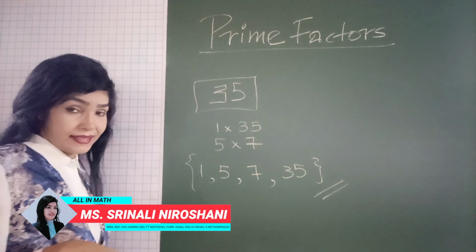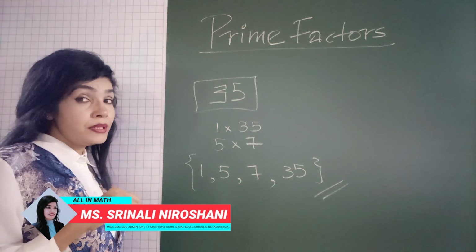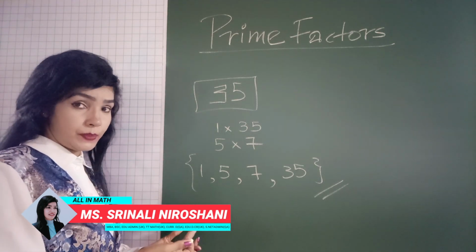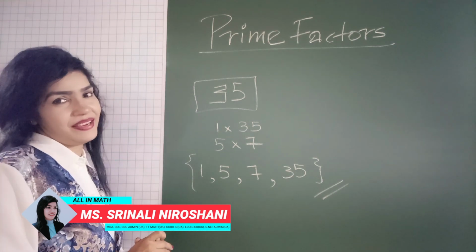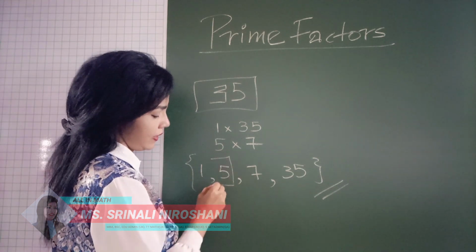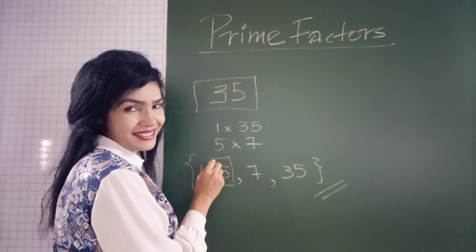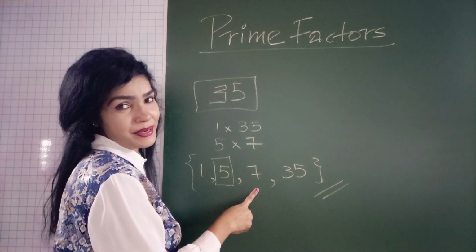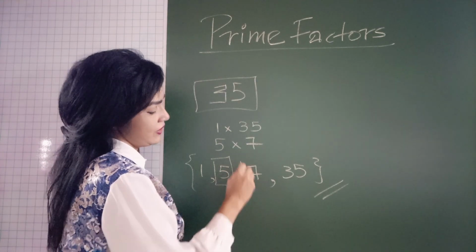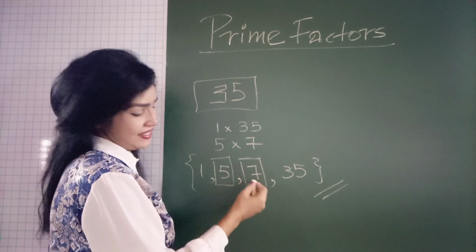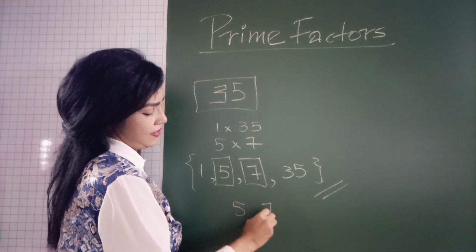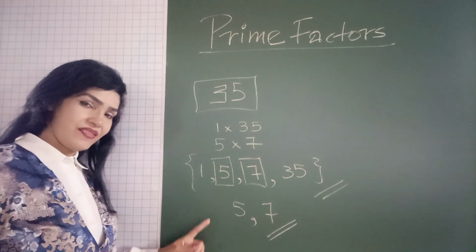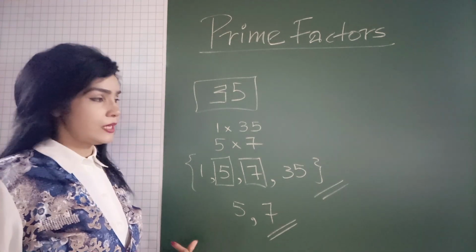Out of these factors, the ones which are prime numbers are called the prime factors. Is 5 a prime number? Yes. Is 1 a prime number? No. Is 7 a prime number? Yes. So it's a prime factor. So 5 and 7 are prime factors of 35.